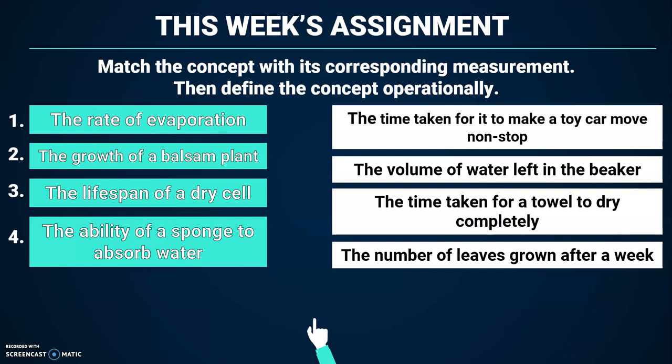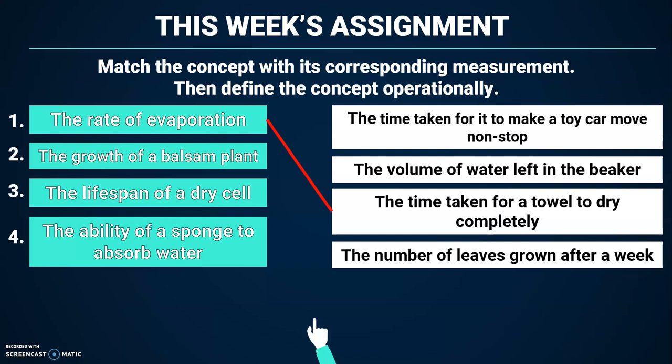So first, you need to match the concept. The concepts are in the cyan boxes. I've written them all, the science concepts, but the corresponding measurements are not in the correct order. So I need you to match them up. Match the concept with the corresponding measurement. Okay? And then you need to write the full sentence. Okay. Don't worry, I'm going to show you an example.